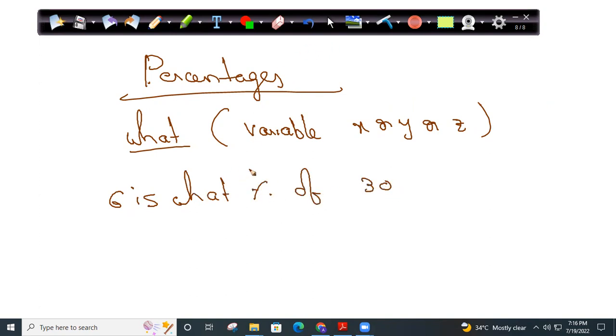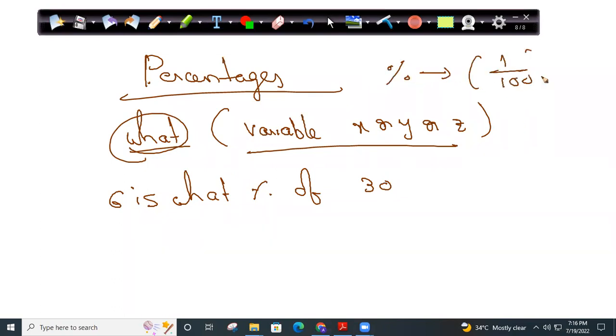Assume I'm asking a question. 6 is what percent of 30? So whenever I see what, I need to replace it with a variable. Whenever I see percentage, percentage means per 100, 1 by 100. Whenever I see the English word percentage, I need to replace it with 1 by 100. Whenever I see of, already we discussed, we should replace it with multiplication sign.